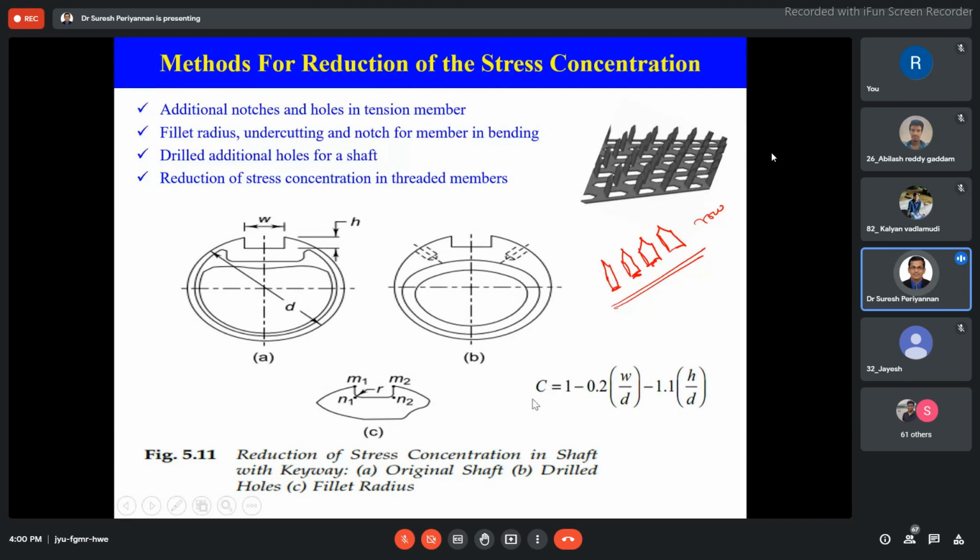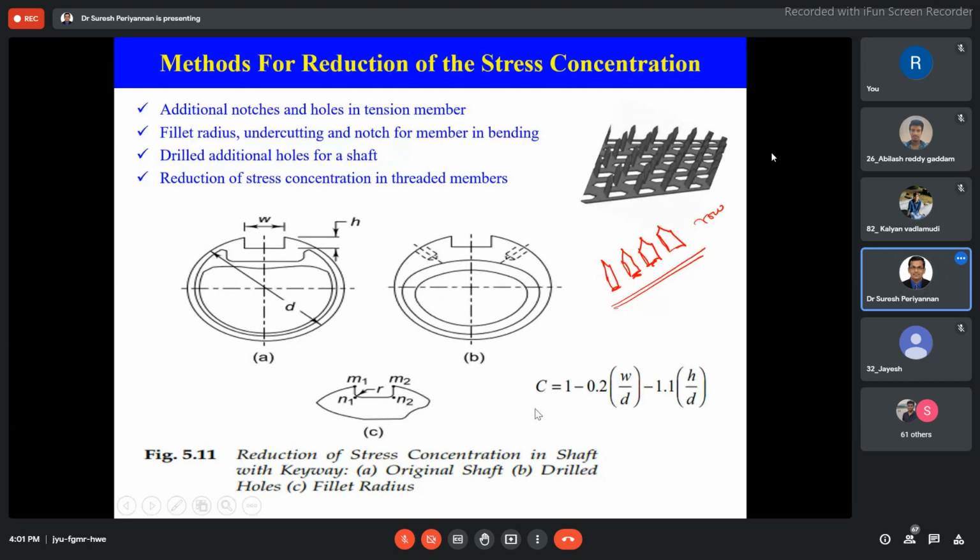Now see here, this equation was developed by H.F. Moore: the ratio of the torsional strength of a shaft having a keyway divided by the torsional strength of the same sized shaft without a keyway. I am reading the formula: C is equal to the torsional strength with keyway divided by the torsional strength without the keyway in the same dimension of the shaft. That will give you the C value.